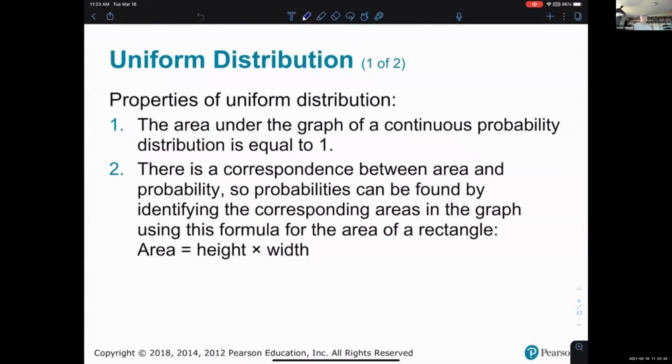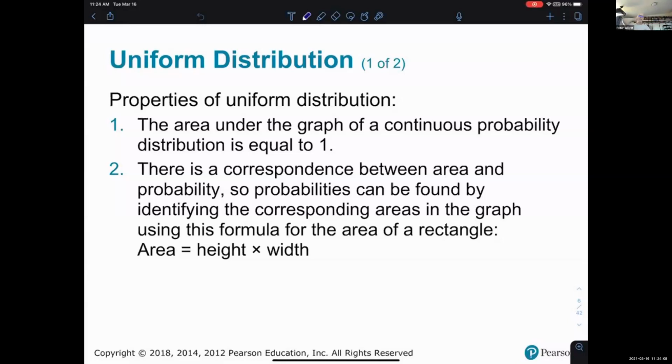All right, so what are some properties of this normal distribution? Oh, I'm sorry. They're introducing now a different kind of probability distribution called a uniform distribution. And then they're going to give us the properties of a uniform distribution. So just to be clear, they just talked about the standard normal distribution, and now they're talking about something else. They're talking about a uniform distribution. A uniform distribution is not a normal distribution. So what are properties of a uniform distribution?